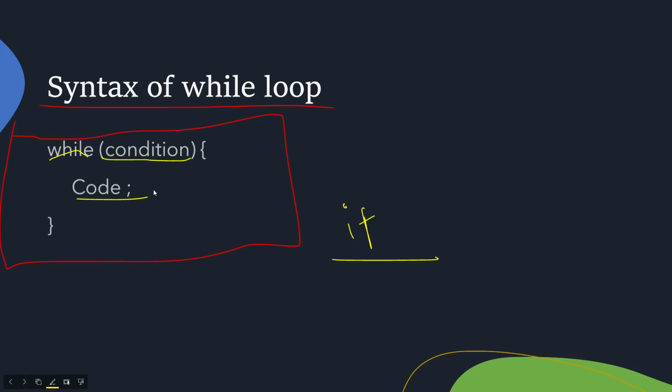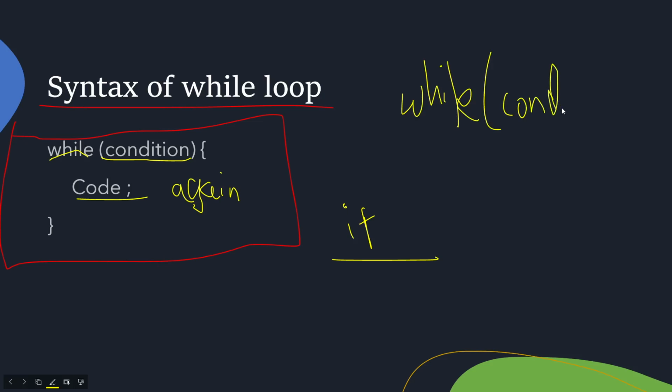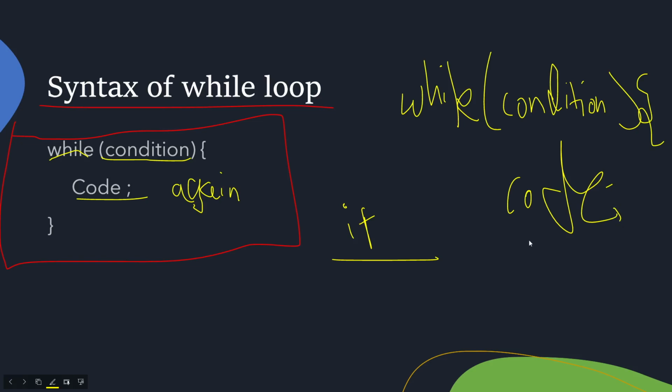Okay, guys, and only one difference: the code will get executed again and again. So what is the syntax? Just write while. Then in the parentheses, write your condition, whatever condition you have. Then the curly braces, and inside write the code, whatever you want to execute again and again if the condition is true, and then just add the closing curly brace. All right, guys, so I hope you got the syntax of the while loop.